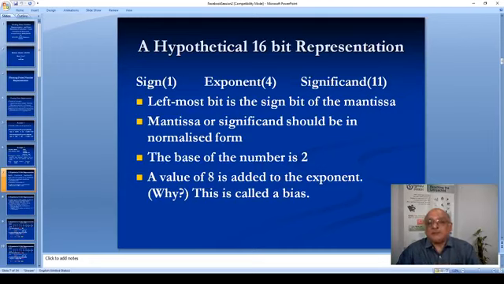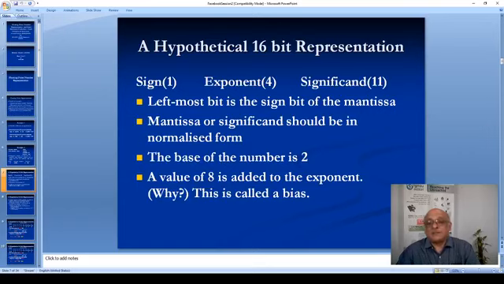The leftmost bit is the sign bit, which we have already stated is the sign of the mantissa. The mantissa or significand should be in normalized form. Why normalized form? Because it represents the maximal representation, so that is the maximum you can represent with it. We will talk about truncation error later on, but if we don't represent it in the maximal form, you will have more truncation errors.